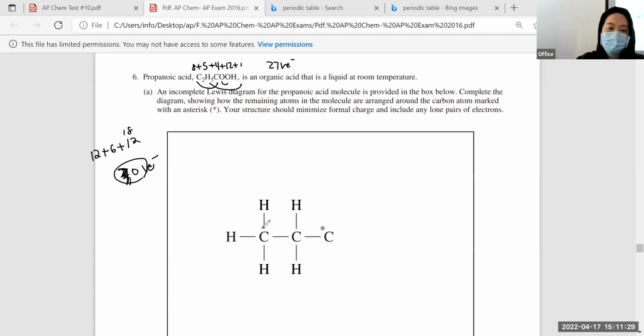Right? So I have C2H5COOH, right? This is COOH, you should know, is just carboxylic acid. Right? This is a Lewis diagram, so I should write it out. Right? 2, 4, 6, 8, 10, 12, 14, 16, 18, 20, 22, 24, 26, 28, 30. 30 valence electrons, see. And this is really the only way to draw it.